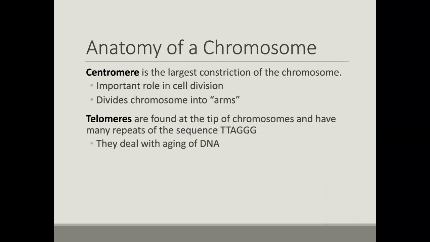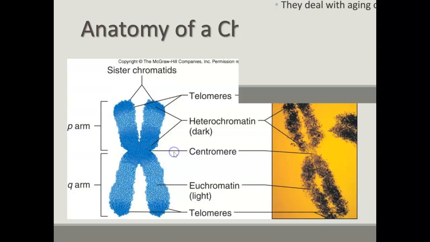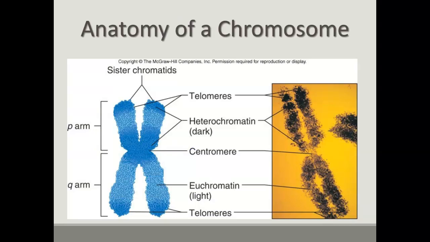We also have telomeres. Telomeres are found at the tips of chromosomes, and they are a repetition of the specific sequence TTAGGG, over and over again. Every time a chromosome replicates and then goes through mitotic division, the telomeres, the little caps at the end of the chromosomes, get a little bit shorter every single time. So it's one way that we can tell how old a chromosome is, by how short the telomeres are. Shorter telomeres mean a chromosome has gone through replication and division more often than longer telomeres. So here's the anatomy of a chromosome.